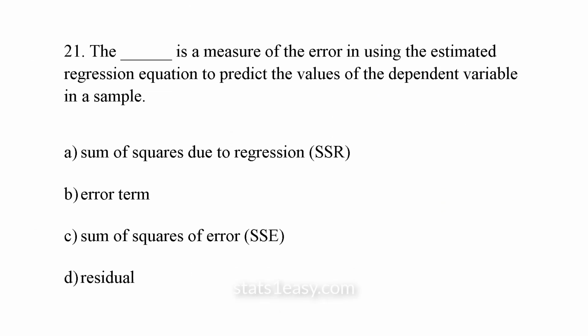21. The dash is a measure of the error in using the estimated regression, that is, we're using y hat to predict y in a sample. So the measure of the error when we're using y hat to predict y is what we call residual. So when we do y minus y hat, we are calculating the residual.